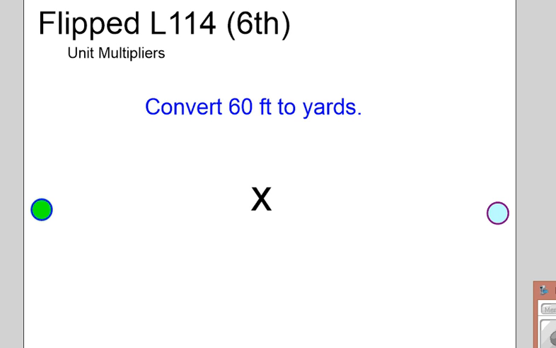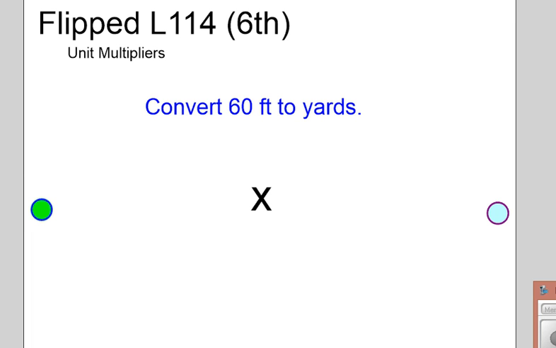Welcome to Flip Lesson 114 for the 6th grade as we look at what's known as unit multipliers. Unit multipliers is a concept that really helps us understand where our labels come from and how we get our labels as we progress through a conversion.